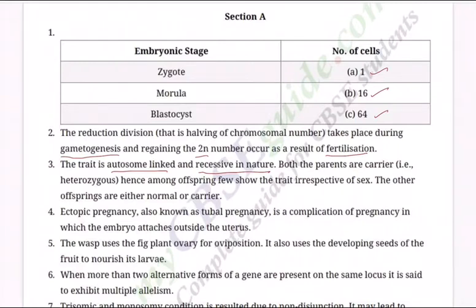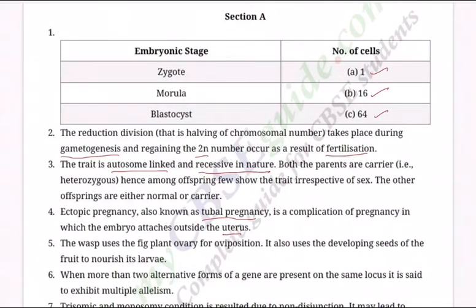Next, question number 4. What is ectopic pregnancy? Ectopic pregnancy, also known as tubal pregnancy, is a complication of pregnancy in which the embryo attaches outside the uterus, particularly in the fallopian tube. Then we say ectopic pregnancy.